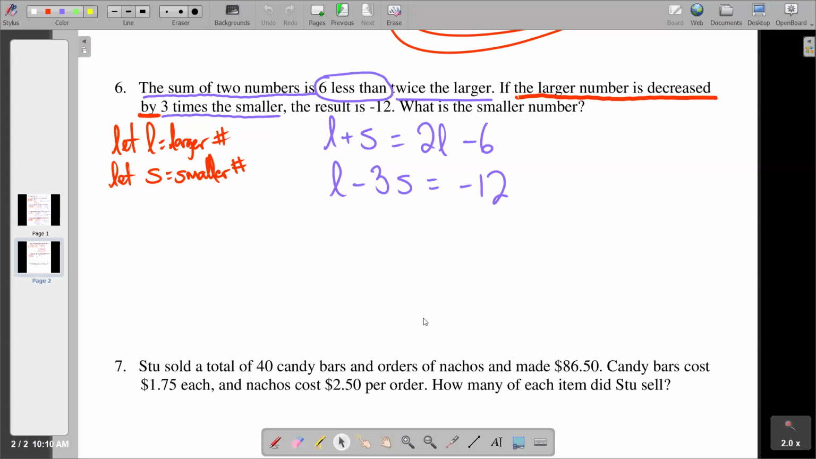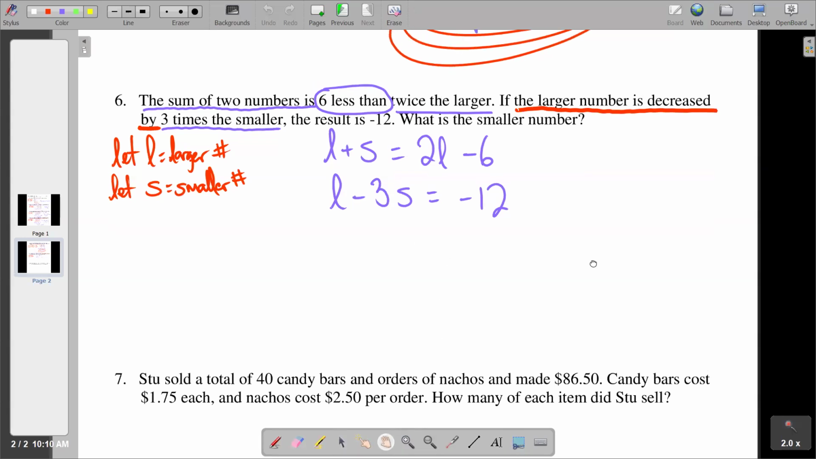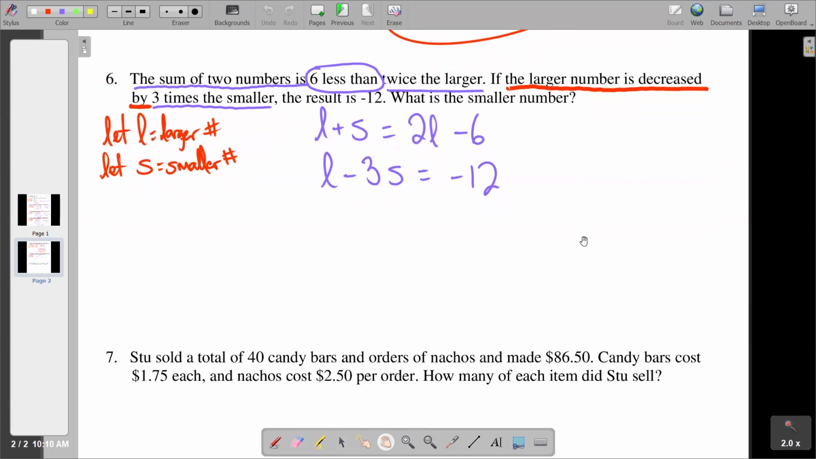All right, we are back. So this is right where we left off yesterday. We were at problem 6, and this should be right where we stopped.